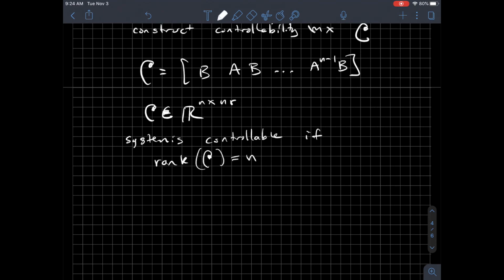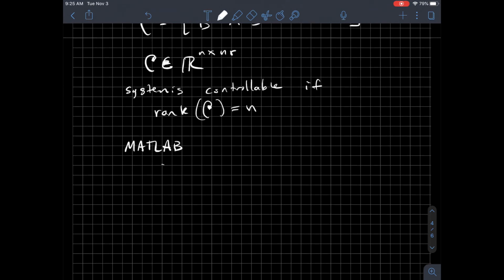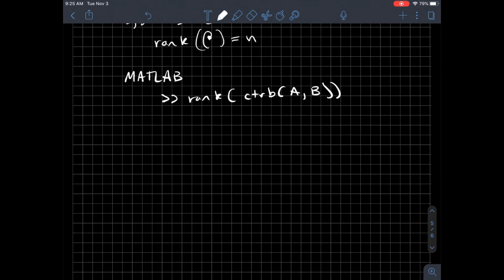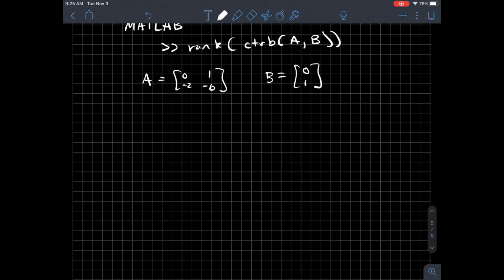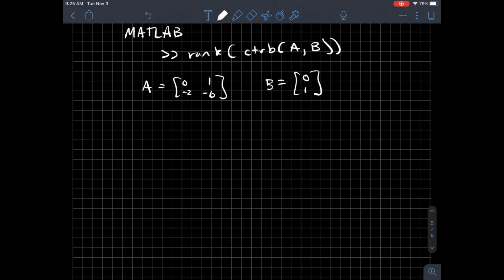In other words, the system is controllable if there are exactly n, the number of states, linearly independent rows or columns. In MATLAB, I type rank of the CTRB of A, B. You could go ahead and check that out. Let's try it with A equals 0, 1, -2, -6, and B equals 0, 1. I'm going to do it quickly by hand, but then we'll also do it in MATLAB.